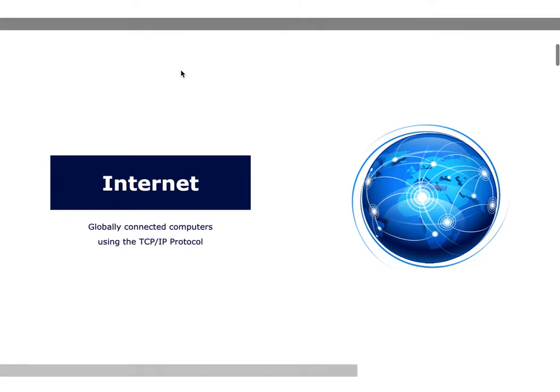The internet protocol is called TCP/IP. It stands for Transmission Control Protocol, Internet Protocol.